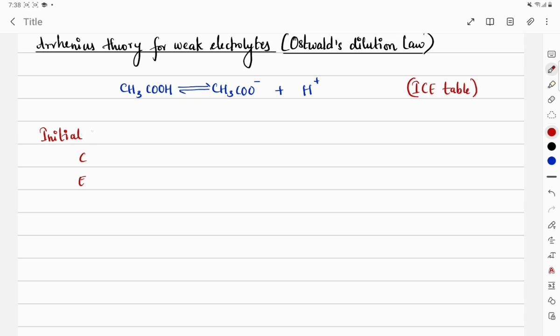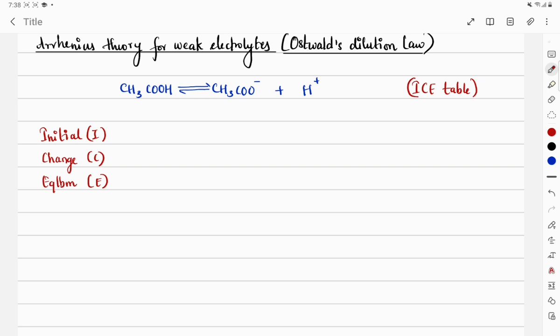Initial concentration, you write it as I. And C represents the change in concentration. Whatever change is happening, that will be represented as C. Finally, E represents concentration at equilibrium, or the equilibrium concentration. That is E. This will be your ICE table.